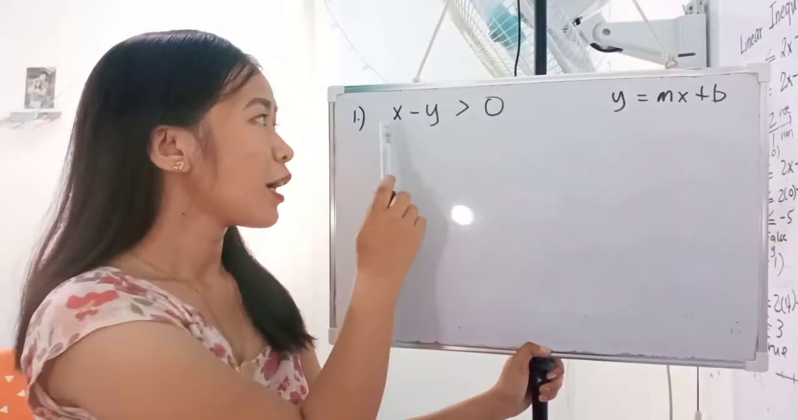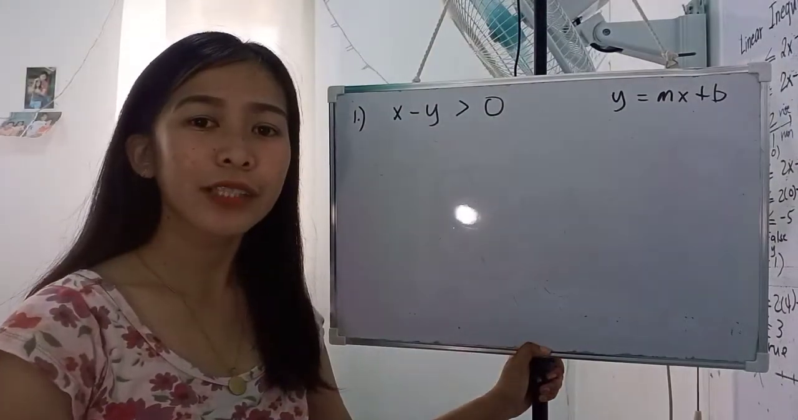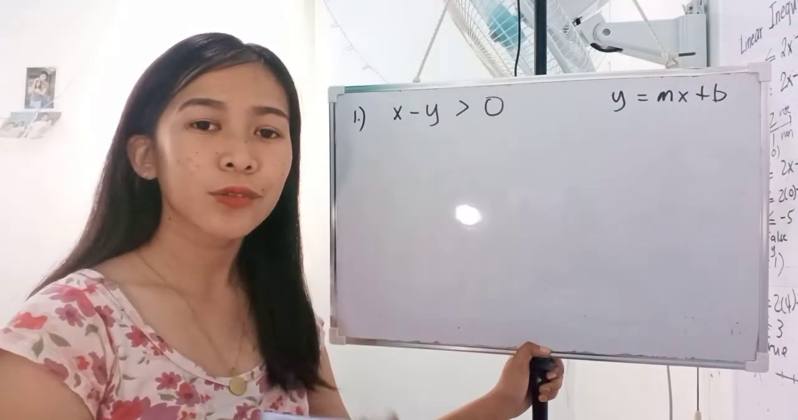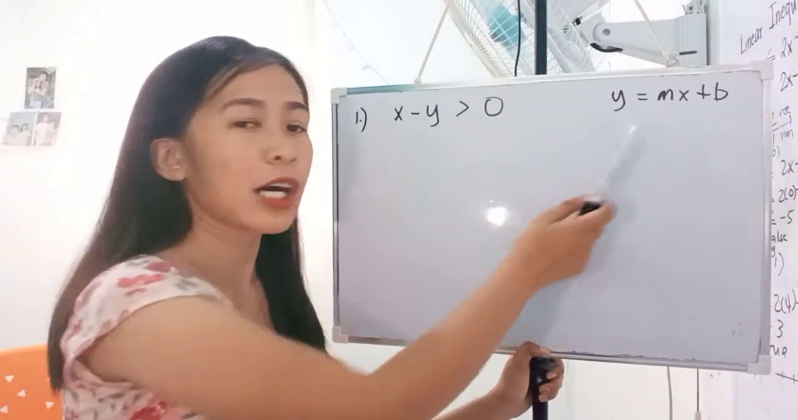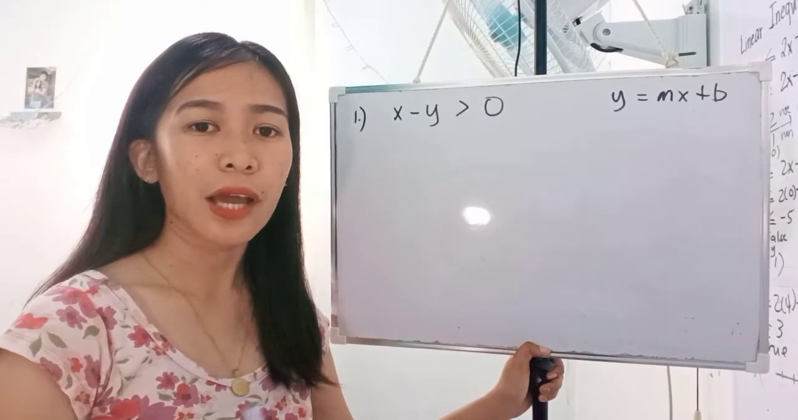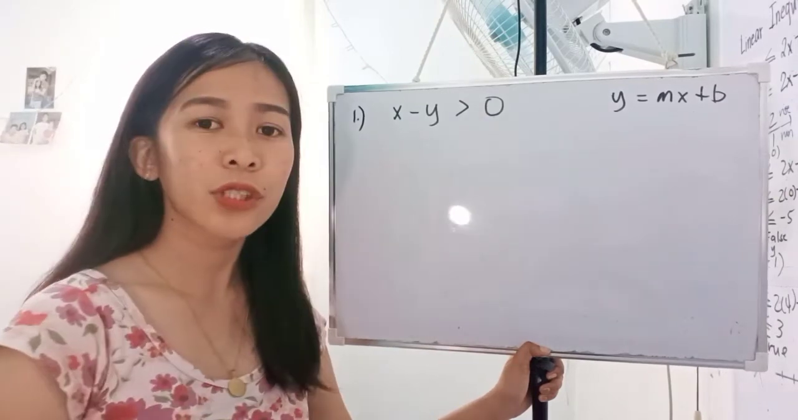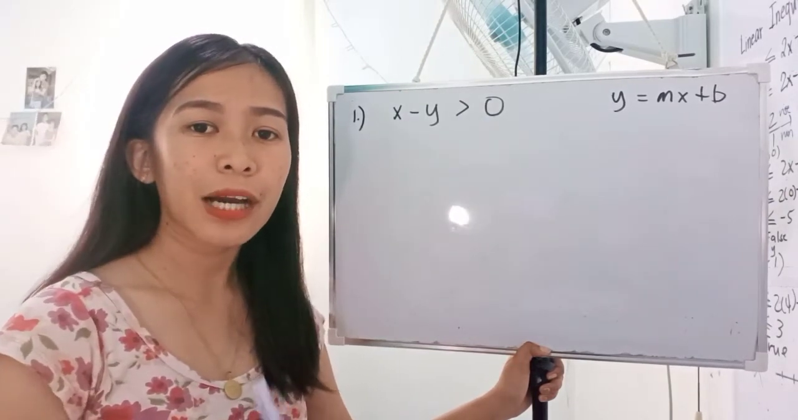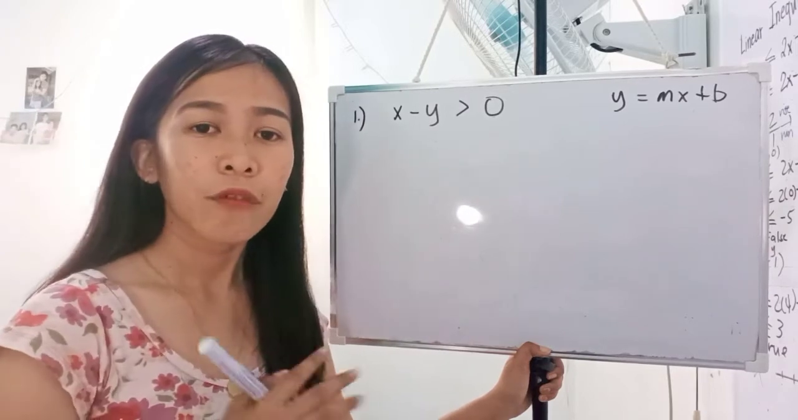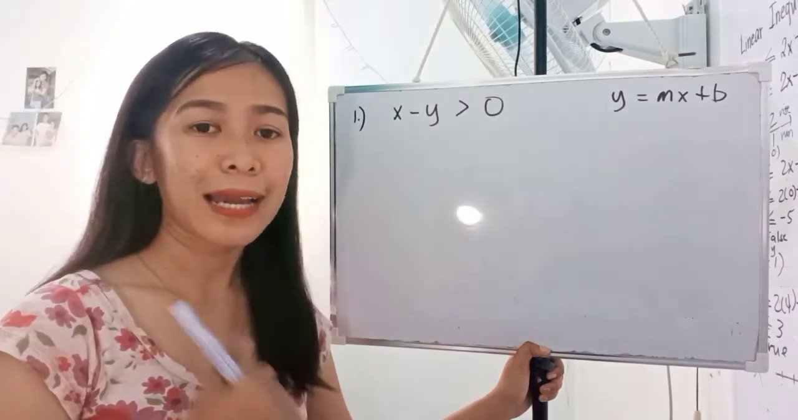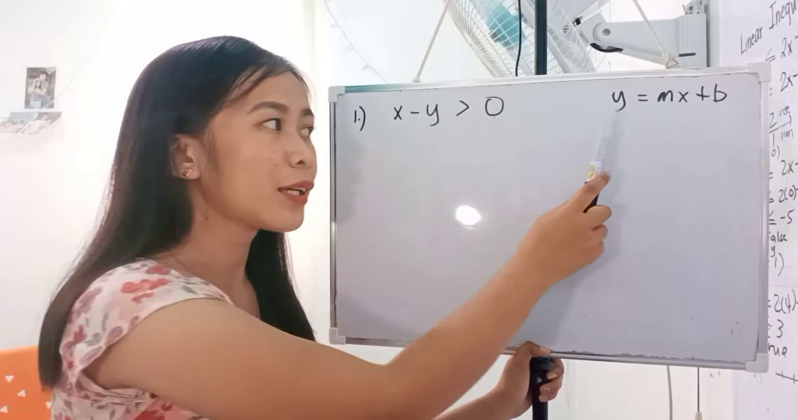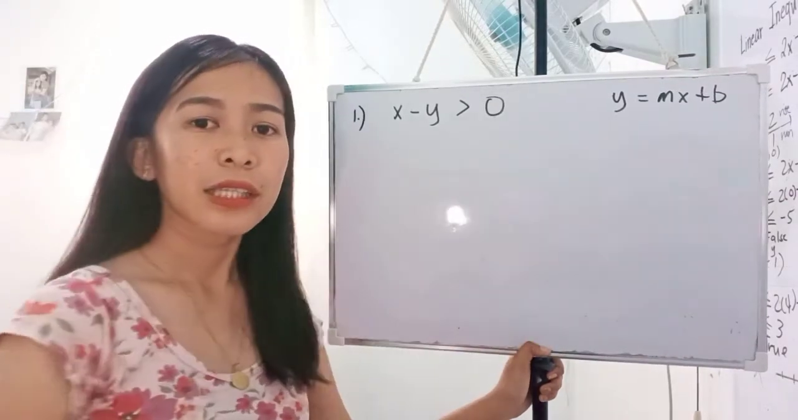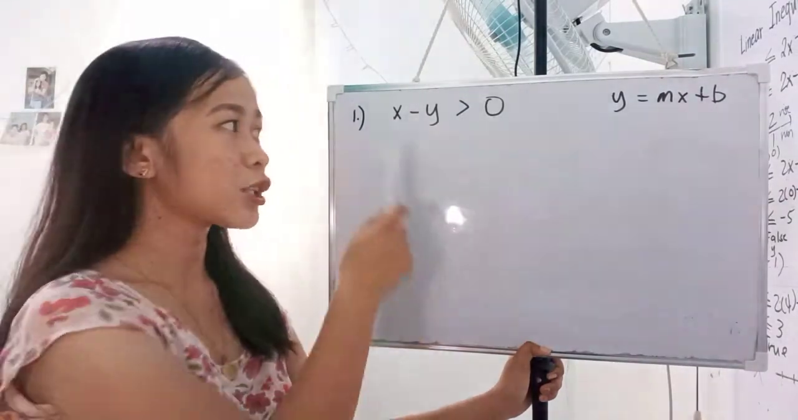Since we have x minus y is greater than 0, what are we going to do is, syempre, gawin natin siyang in a slope-intercept form. So, para saan ba yung slope-intercept form? Diba, ginagamit natin yan when we are going to draw a line. Okay, kaya kailangan natin gawin siya like this. And before that, kailangan natin siyang i-solve.